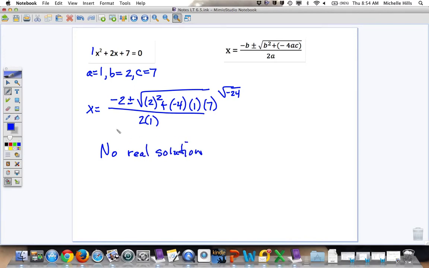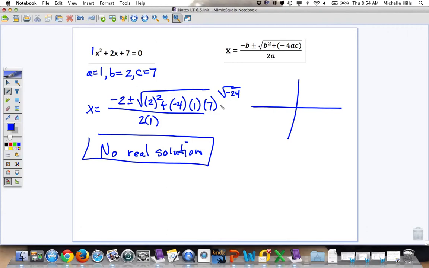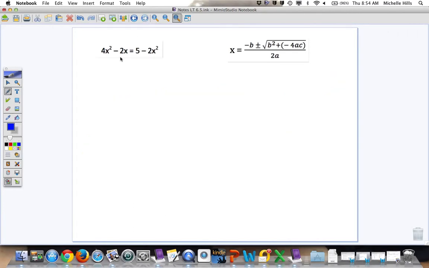So again, looking forward to the next unit plus this unit and saying what I know, if I were going to graph this thing, it never crosses the x-axis. It opens up because the coefficient of the x squared is positive. And if I put 0 in for x, I get 7 for y. So it crosses the y-axis at 7. It opens up, and it never crosses the x-axis and never touches it because there's no real solution.